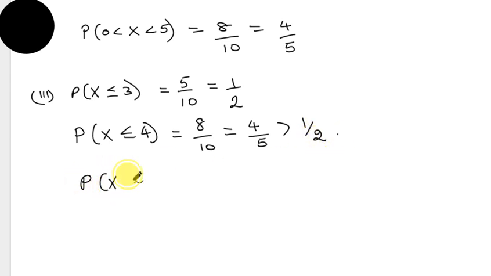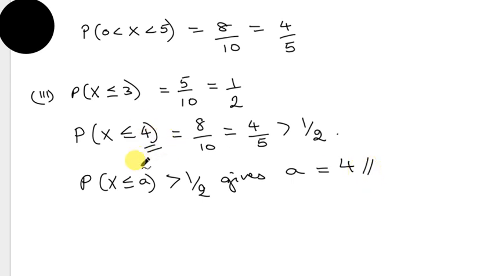So my probability of X less than or equal to a is greater than half, which gives a equal to 4, because 4 is the smallest such number which satisfies our required inequality. Hence we get a equal to 4. Next, we have to find the distribution function. What is this distribution function?